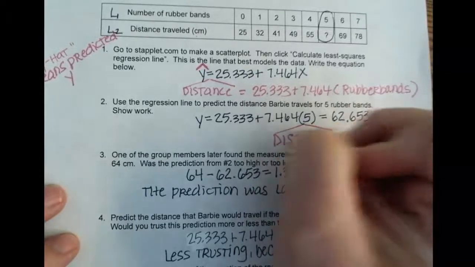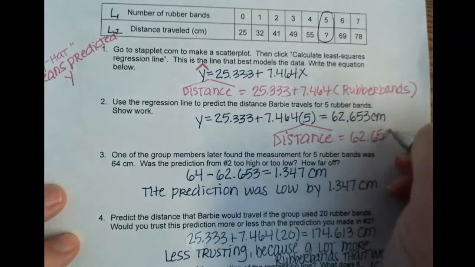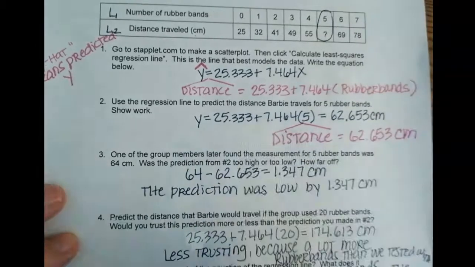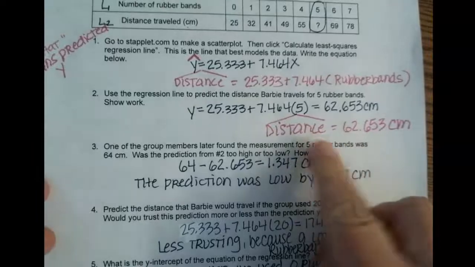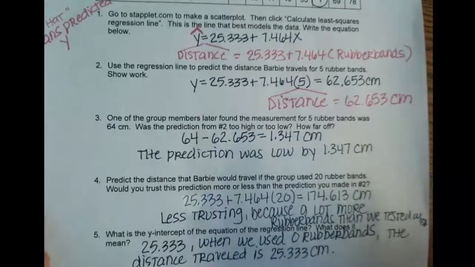So we're going to go ahead and put distance equals 62.653 centimeters. That just lets any reader know that this number is not a real number, it's a predicted number. Okay, it's like we used our magic 8-ball.